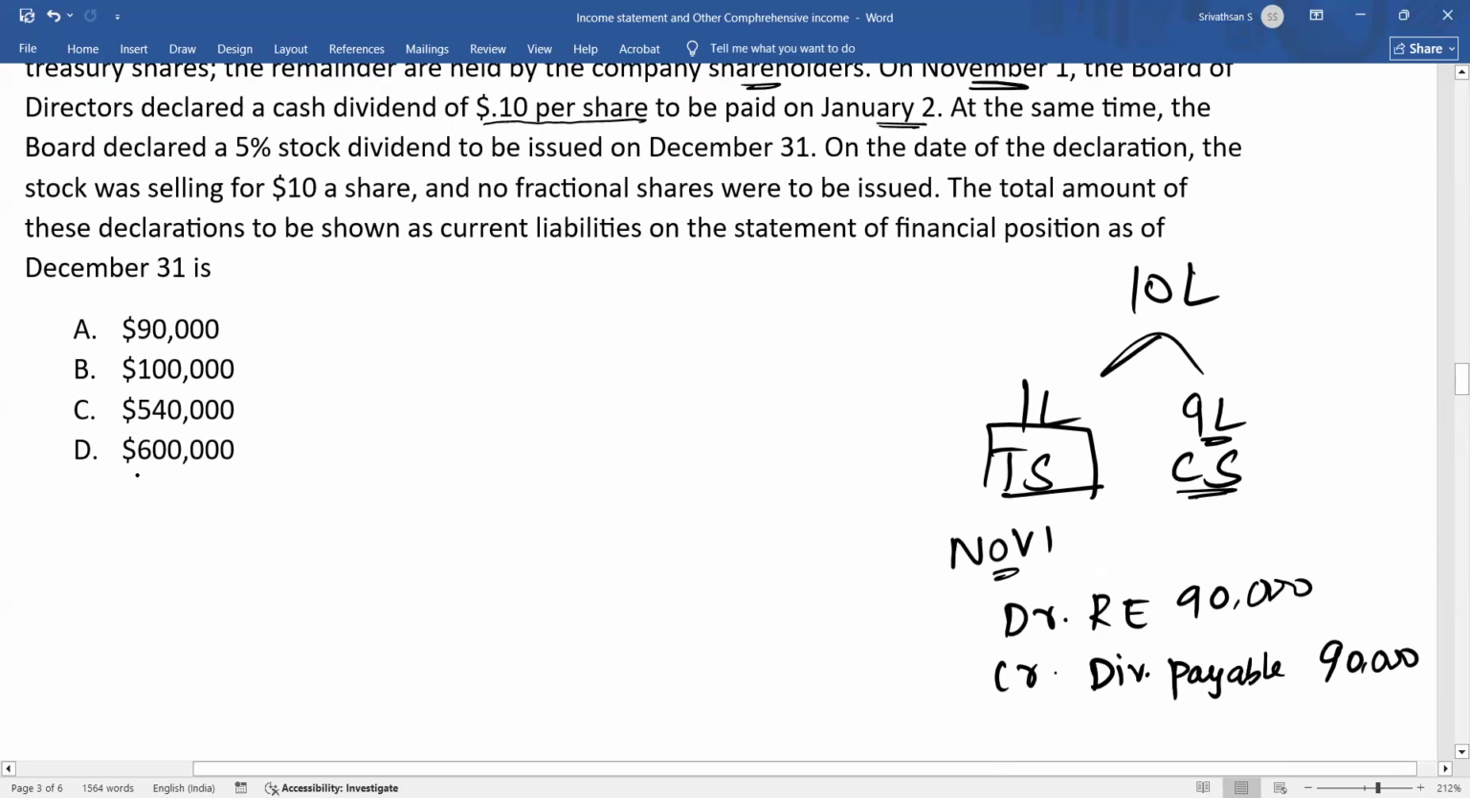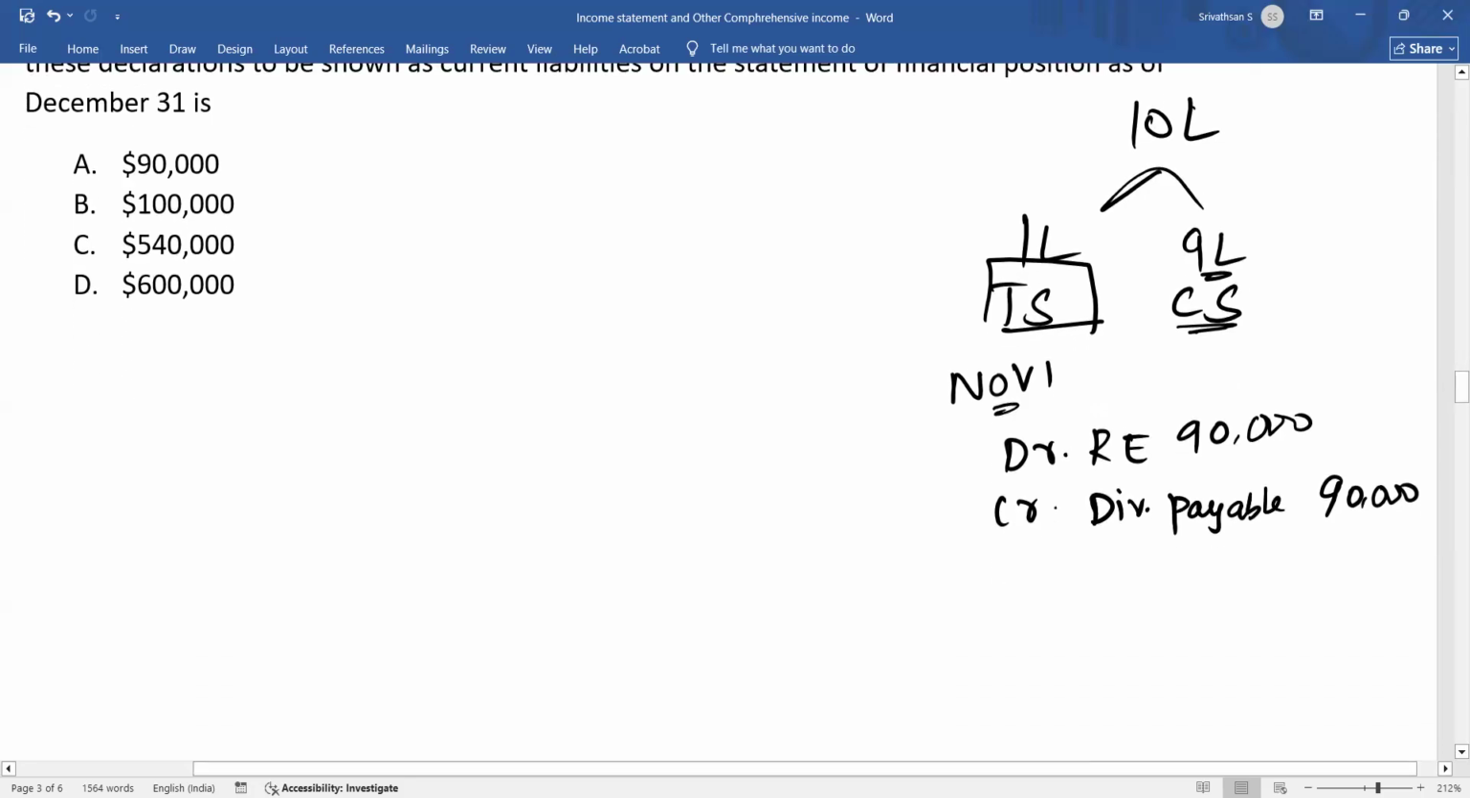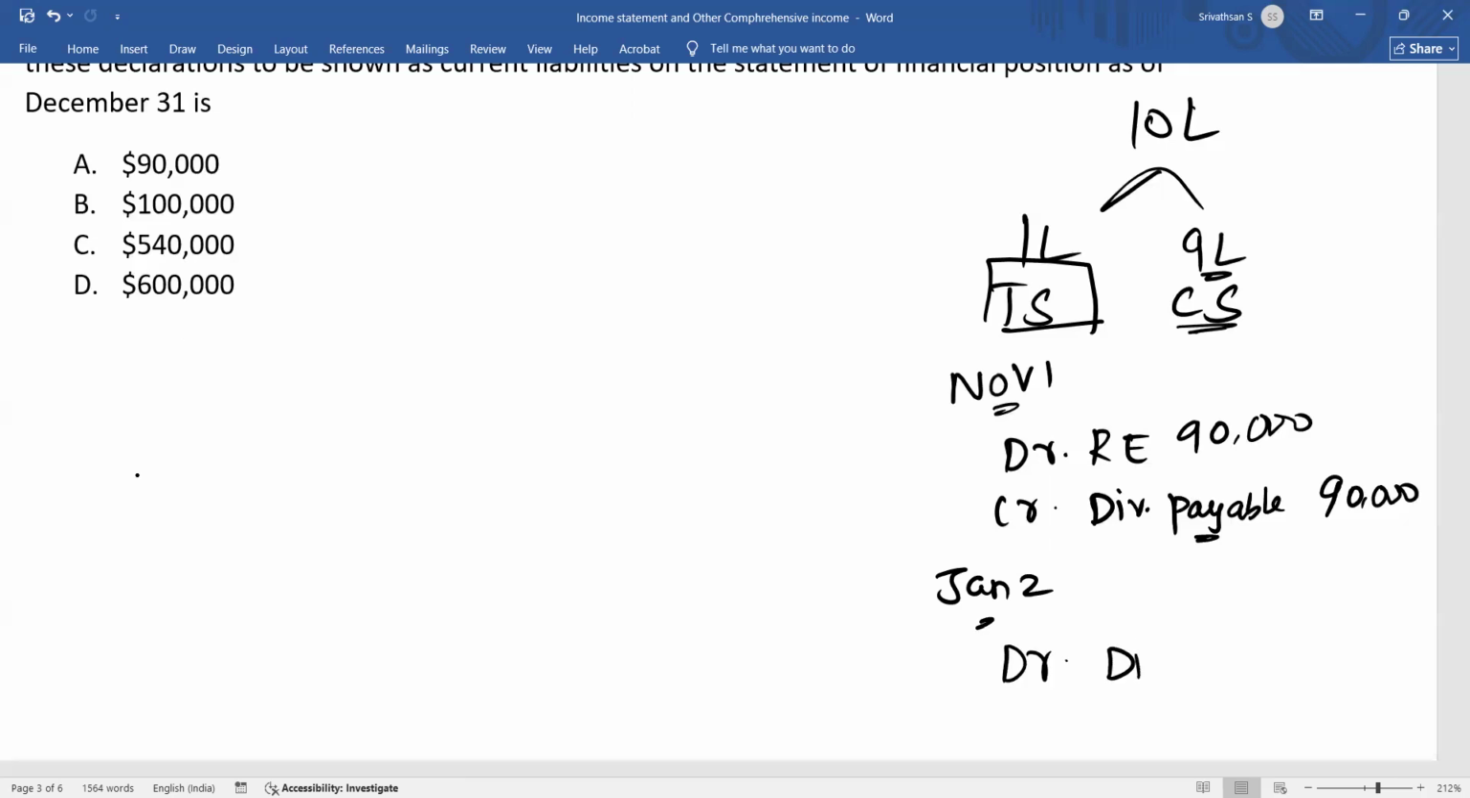Now, the dividend is actually going to be paid on 2nd January. So on January 2nd, what is the journal entry we have to pass? We have already credited dividend payable. Basically, it is a liability, right? Now, this liability is going to decrease on January 2nd. Why? Because dividend is paid. So a decrease in liability should be debited. So debit dividend payable 90,000. And what we have to credit? We have to credit cash, because cash is actually going out on 2nd January.